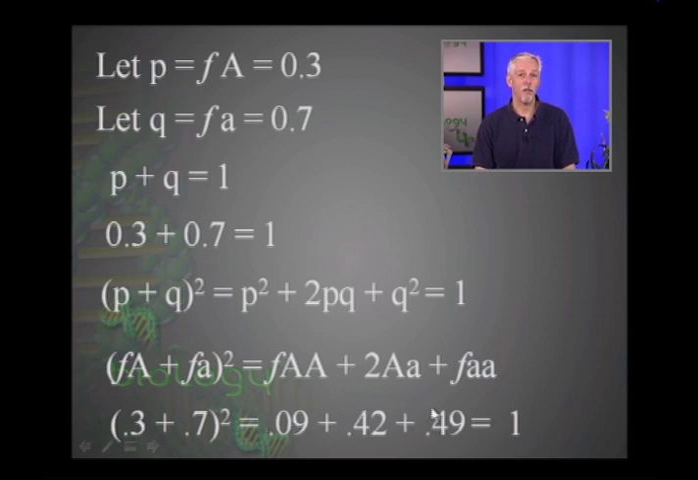So again, using the Hardy-Weinberg equilibrium, you can predict what the frequencies of homozygous dominants, heterozygotes, and homozygous recessives would be in a population. So that's how I would expect you to be able to use it.